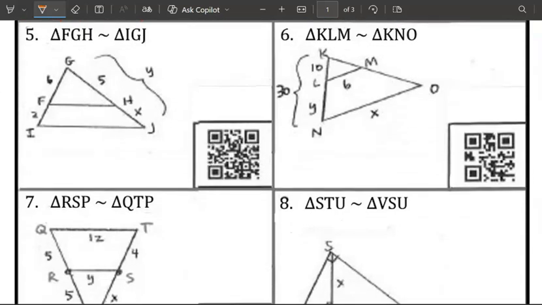All right, let's look at example 5. Triangle FGH is similar to triangle IGJ. Let's draw out the corresponding angles first. All right, so F is going to go with I. G goes with itself, G. And then H goes with J. Let's draw these out.